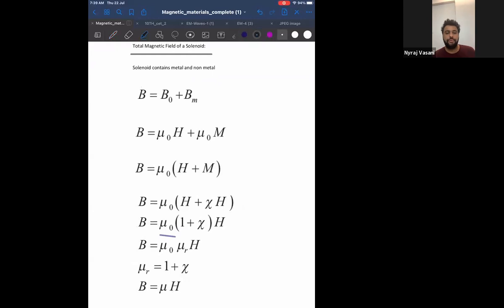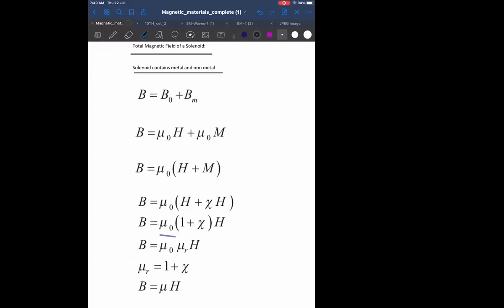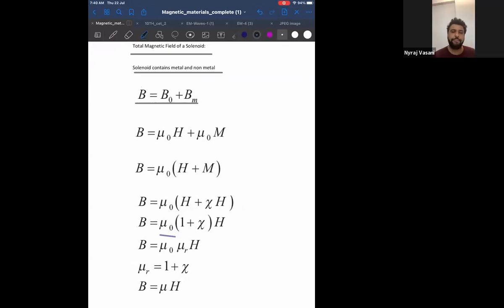Total magnetic field of a solenoid, Aryan, listen to me carefully. Can I say a solenoid contains both metallic and non-metallic components? Therefore, can I say the total magnetic field will be B naught plus Bm, that is non-metal plus metal. And what formula have we studied for non-metal? Mu naught H. And what formula have we studied for the metallic component? Mu naught Mz. Therefore, total magnetic field is equal to mu naught H plus mu naught Mz. Till here, is it clear? All of you, just tell me.